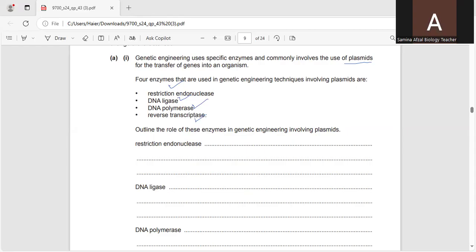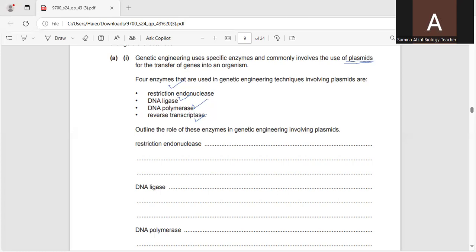So first of all, I would like to discuss genetic engineering. Genetic engineering is a technology that allows scientists to alter the DNA of an organism. This can involve changing a single base pair, deleting a region of DNA, or adding a new segment of DNA. So in this way, genetic engineering plays a great role in this field. And here you can see the four enzymes are given.